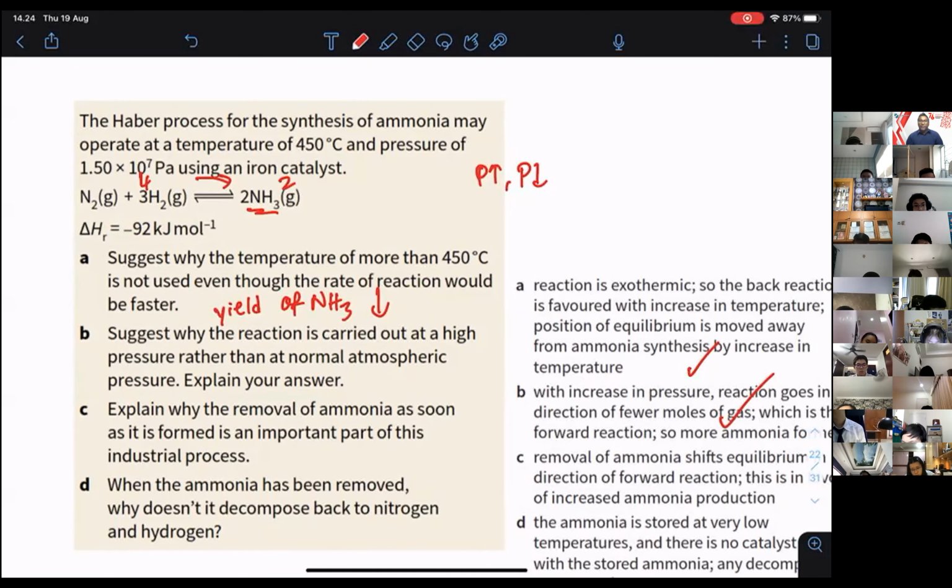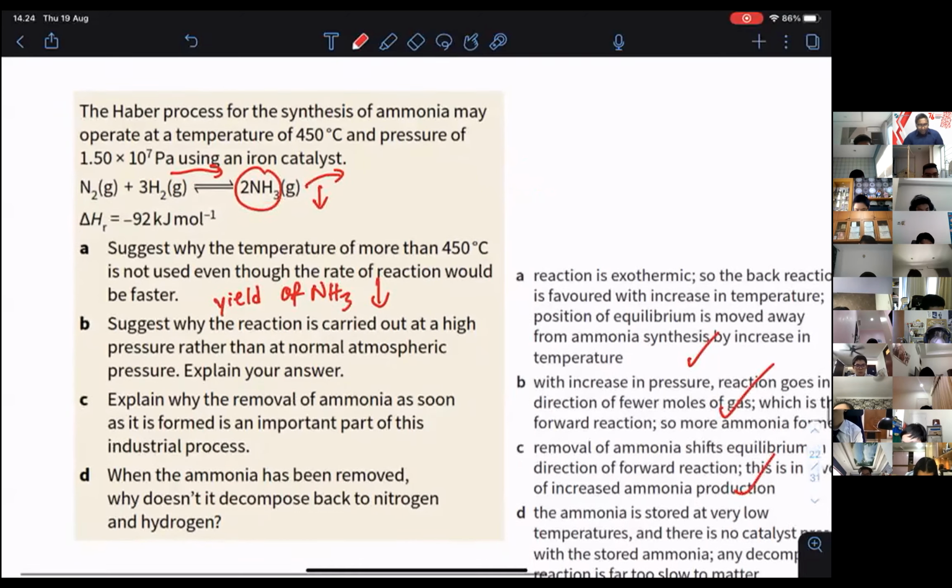in this industrial process. Of course, you need to remove it. If you don't remove it, you are not actually doing this Haber process properly, because the moment you remove it, you are decreasing the concentration of ammonia. When you decrease the concentration of ammonia, you are trying to form more ammonia. So removal of this ammonia will shift the position of the equilibrium towards the right to continue reacting to give you more ammonia. Okay, that is the explanation over there.